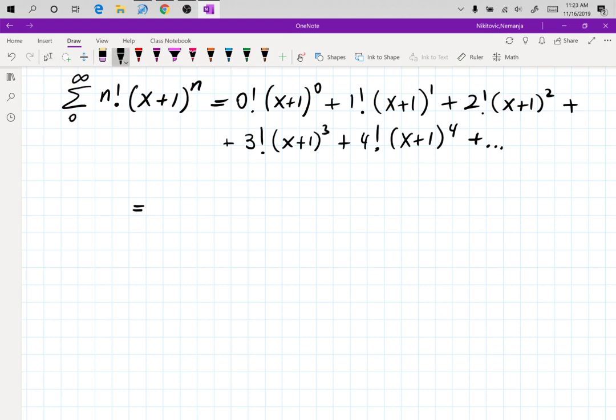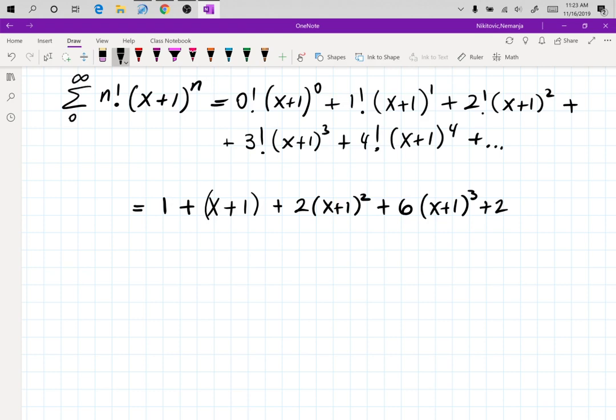0 factorial is 1, (x plus 1) to the 0 is 1, so the first term is 1. Plus (x plus 1) to the 1, plus 2 times (x plus 1) squared, plus 3 factorial is 6, (x plus 1) cubed. 3 factorial is 1 times 2 times 3, right? So that's 6. And then plus 24, because now it's 3 factorial times 4, which is 6 times 4, 24, (x plus 1) to the 4th, plus dot, dot, dot, going forever.